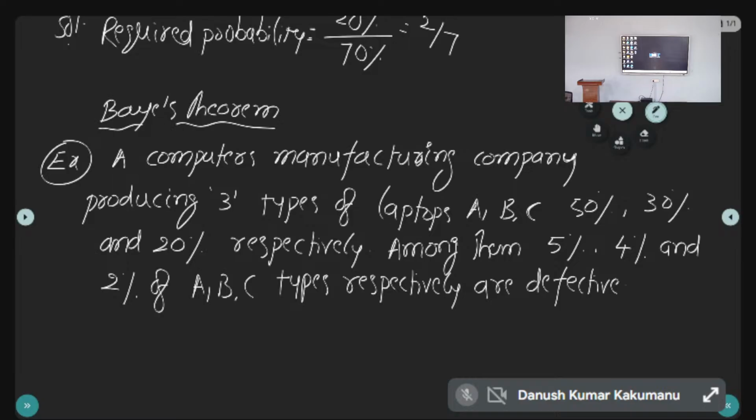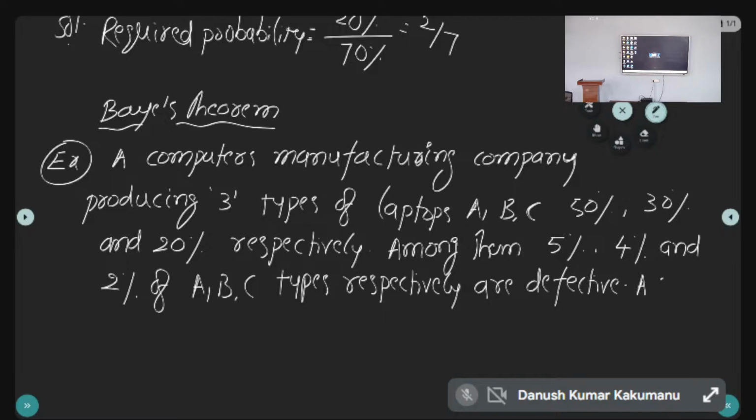In the total production, 50% type A model laptops it is producing and among them 5% are defective. In type B model 30% of laptops it is producing, among them 4% are defective. In type C model 20% of laptops it is producing, among them 2% are defective. They are not good, it may be a small technical issue or whatever it may be. Okay, this is the data up to now.